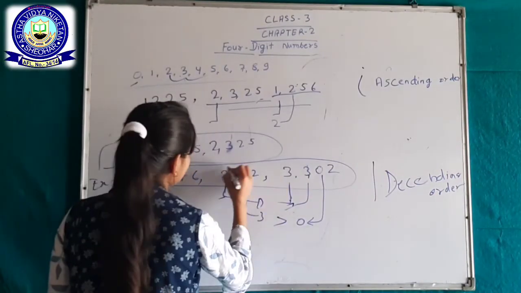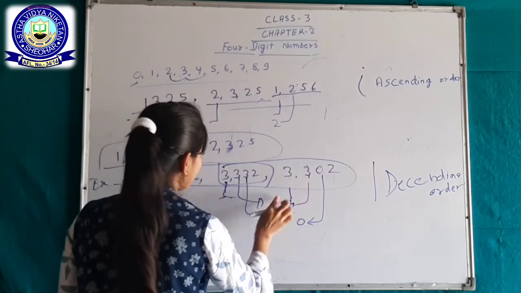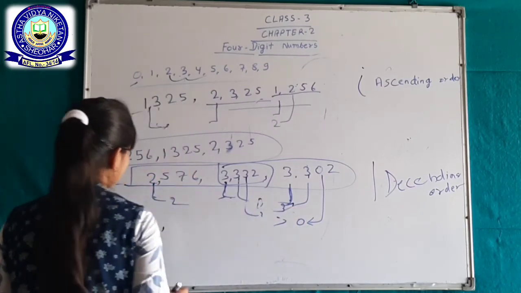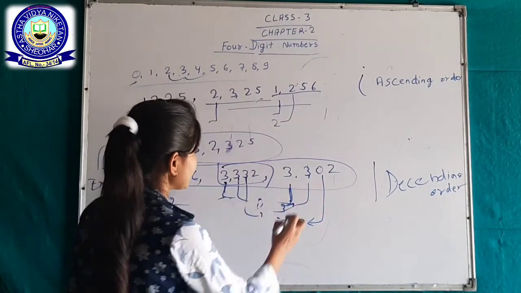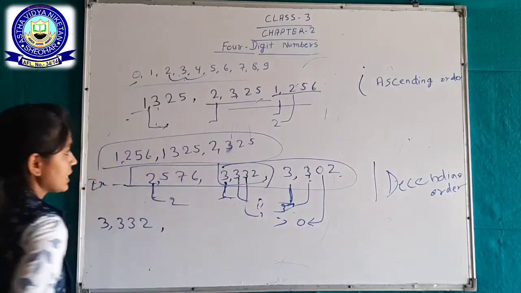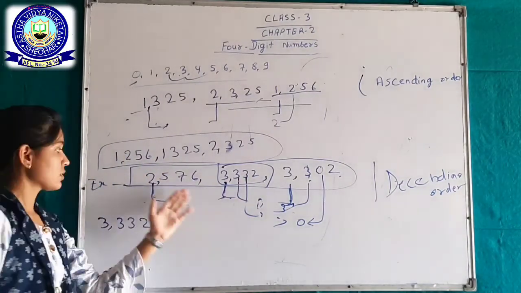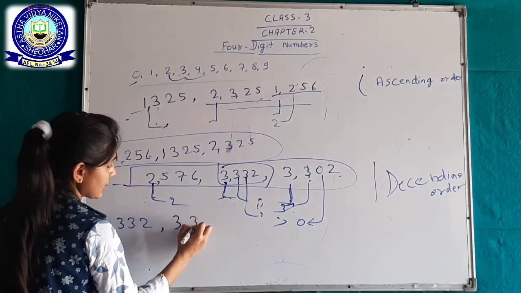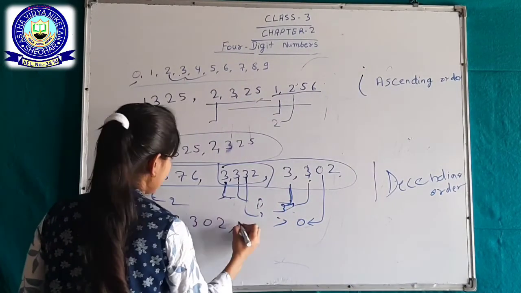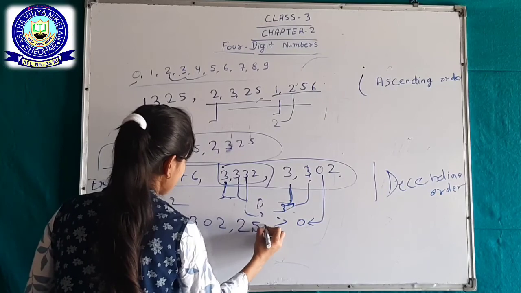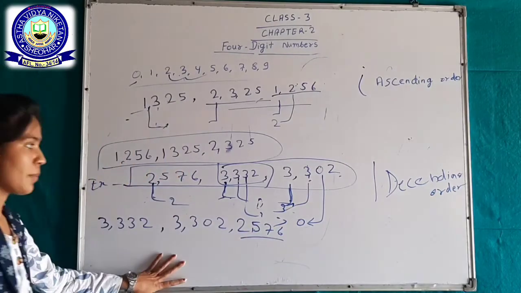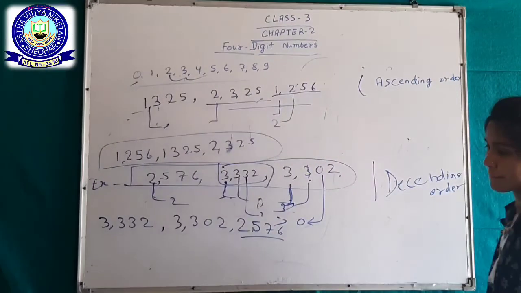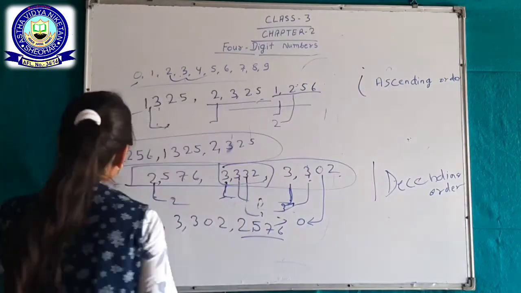compare. It has been written and we have to compare these two numbers. Here is 2 and here is 3. This 3302 is greater than 2576. Then you have to write 3302 greater than 2576. This is our descending order and this is our ascending order. Let's solve another example.